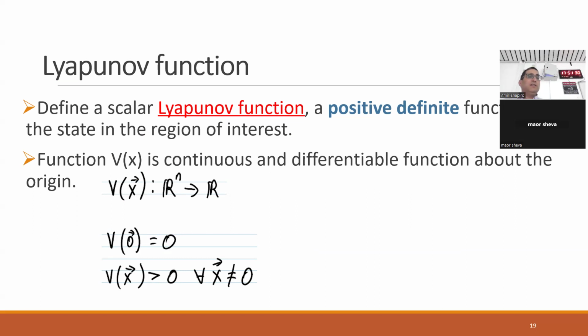V of x maps from x, the state space R^n, to a scalar, R, such that V of 0 is 0, where 0 is the equilibrium, and V of x anywhere else is positive. So it has a global minimum at the equilibrium.